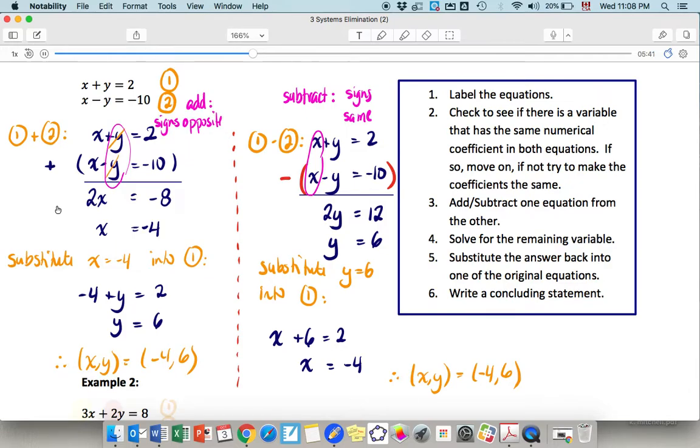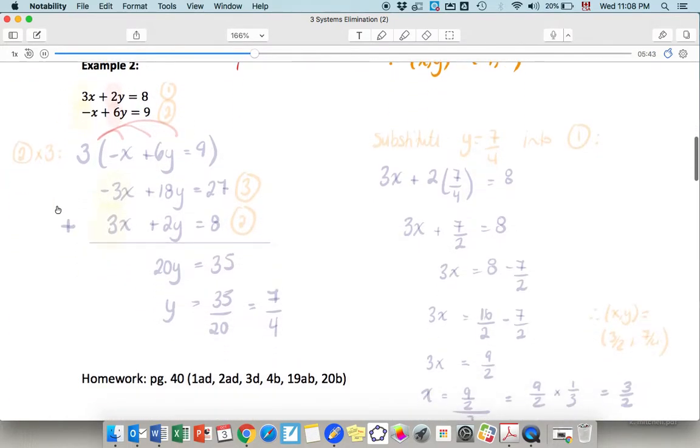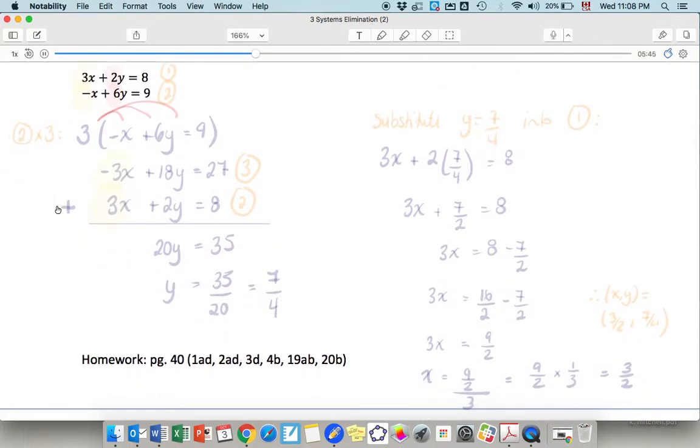So example 2, we have 3x plus 2y equals 8 and negative x plus 6y equals 9. So before I'm even able to add or subtract the equations, I have to look and see, are any of the coefficients of x or y the same? I have a coefficient of 3, I have a coefficient of negative 1, they're not the same. I have a coefficient of 2, I have a coefficient of 6, they're not the same. So I have to manipulate either one of my two equations or maybe both so that I end up with the same coefficients in front.